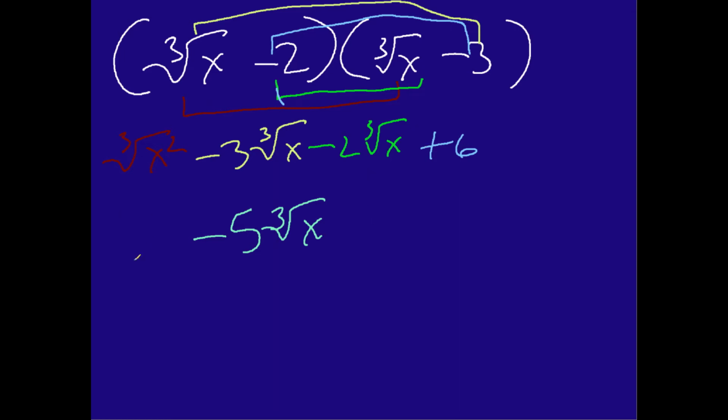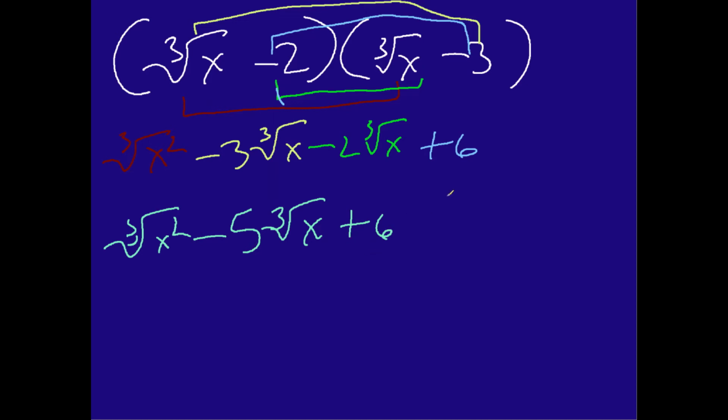And then, of course, we bring down the other terms. So cube root of x squared and also plus 6. So this is our answer right here. There's not much else that we can do in this particular situation. The cube root of x squared minus 5 times the cube root of x plus 6, and that is our answer.